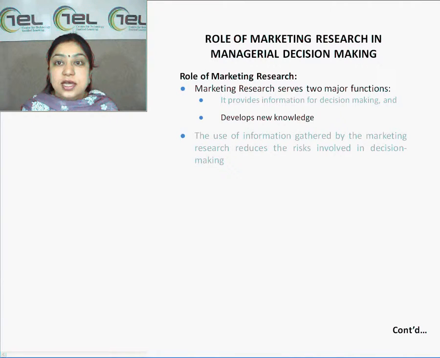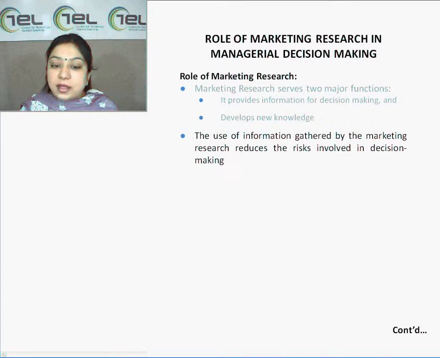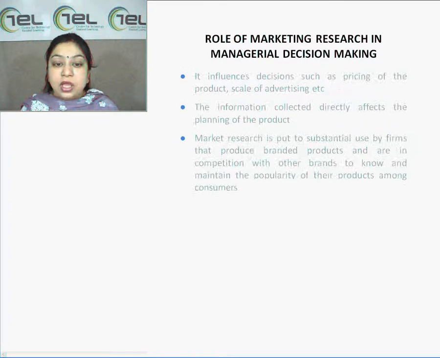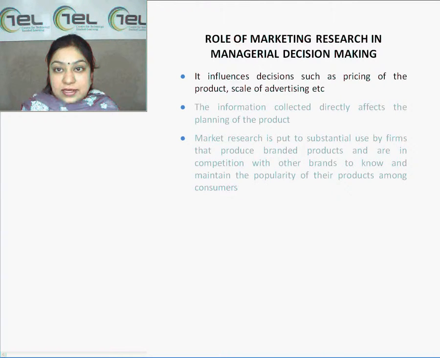Now, the next step is to develop new knowledge. For developing new knowledge in a particular area, you also require marketing research. Now, the use of information gathered by marketing research reduces the risk involved in decision making. It also influences decisions such as the pricing of the product, your scale of advertising, how much you have to advertise, and what promotion strategies you need to develop. All these are affected by your marketing research.